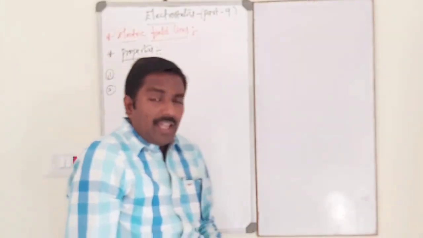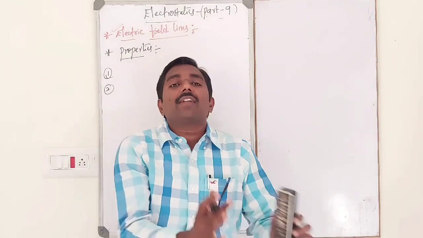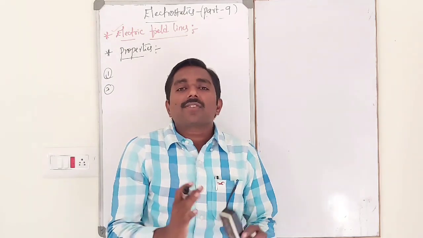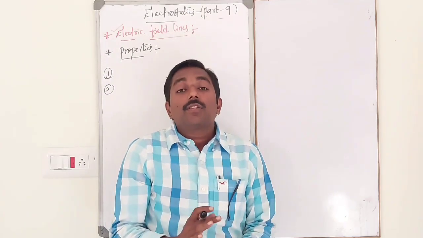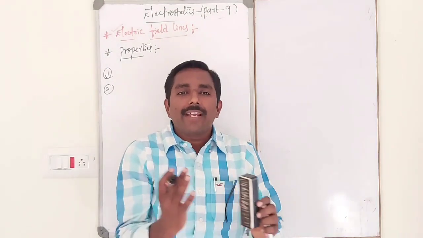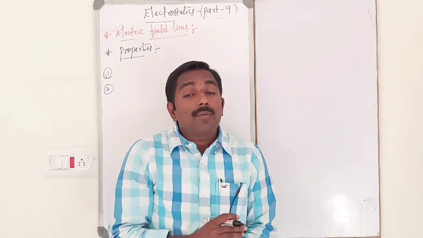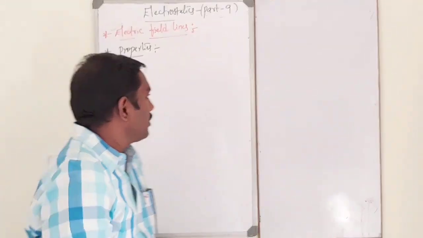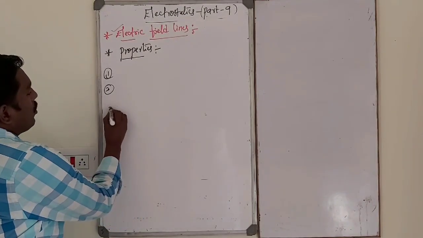Next one: electric field lines are straight lines. They do not form closed loops.